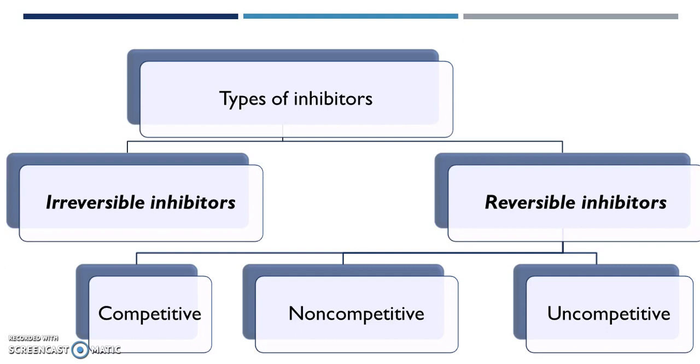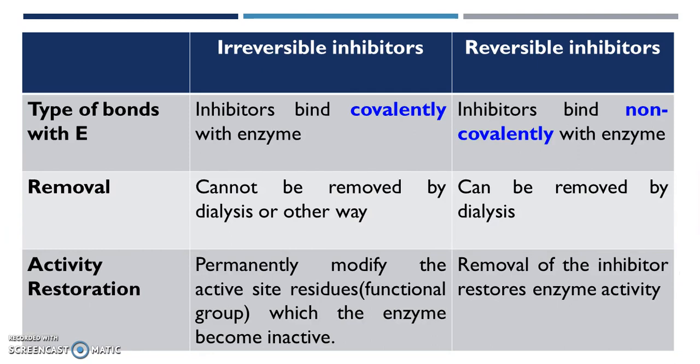An irreversible inhibitor is a type of inhibition which cannot be easily removed, but a reversible inhibitor is a type of inhibition which can be easily removed, and it is of three types: competitive, non-competitive, and uncompetitive. In irreversible inhibition, the binding of the inhibitor with the enzyme is a covalent bond. Similarly, in reversible inhibition, the bond is non-covalent. So that's why it can be easily removed.